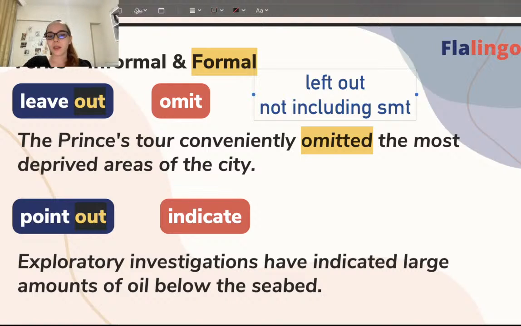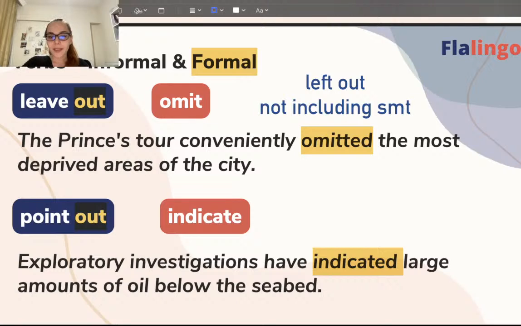And yeah, we can say point out or indicate. Exploratory investigations have indicated large amounts of oil below the seabed. There are lots of words that maybe you don't know, but like I said, you can always use a dictionary or just try to use some alternatives, but don't translate in your mind. Try to understand the context, just the meaning.